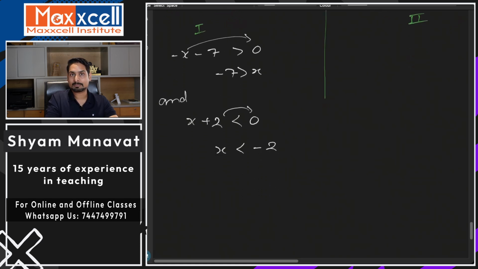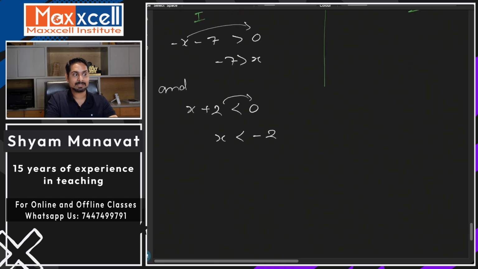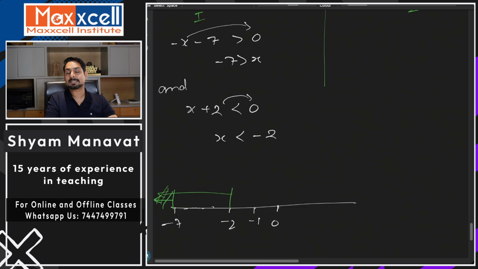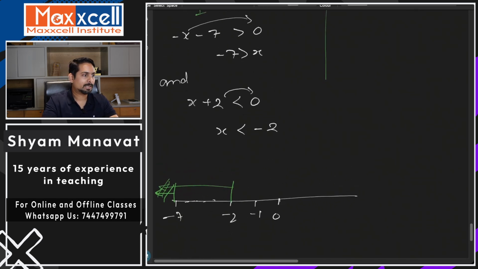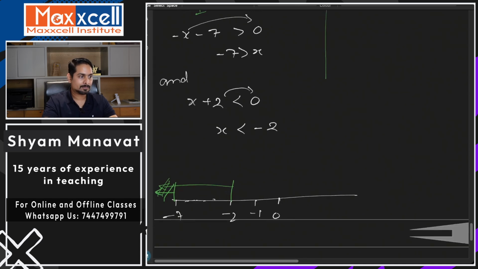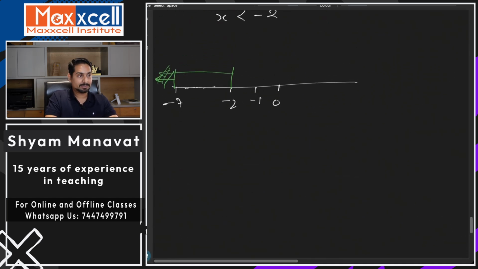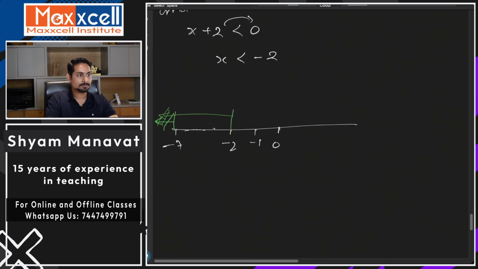So what will be the common range for x less than minus 7 and x less than minus 2? Yes, minus 1, minus 2, and somewhere here you will get minus 7 also. So less than minus 7, less than minus 2. The common range will be x less than minus 7. Are you getting it? If you are following all my lectures, I am sure this must be easy, and do not skip any part of the video, otherwise it will be confusing to you.